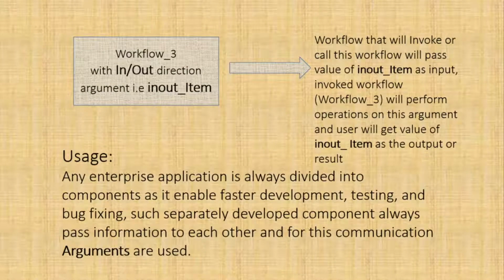Now suppose we have one more workflow, Workflow_3, with an In/Out direction argument, in_out_item. The workflow that will invoke or call this workflow will pass the value of in_out_item as input. Invoked Workflow_3 will perform operations on this argument and the user will get the value of in_out_item as the output or result.